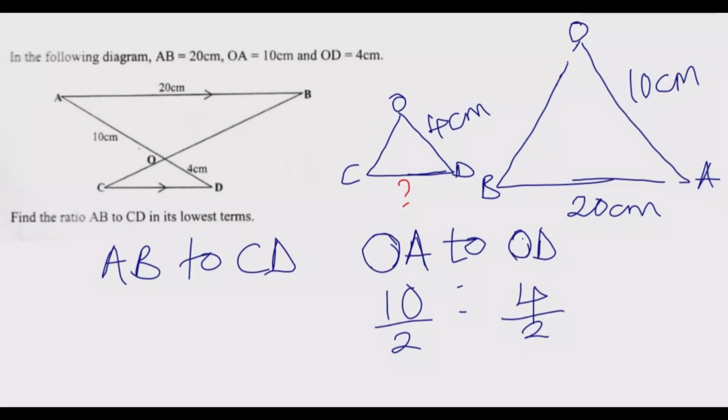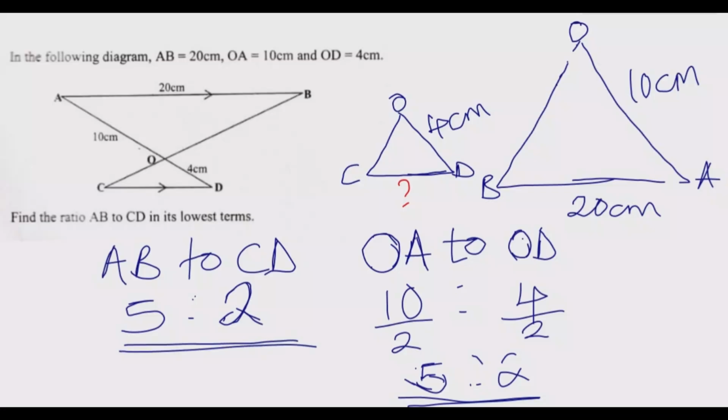So 2 into 10 will give us 5, and 2 into 4 will give us 2, and this is the ratio in its lowest term. So you can just get this ratio and write it here: 5 to 2. 5 to 2 is the ratio. So basically this is how we find the ratio. If you have got questions, please continue asking. I'll be there to explain, but basically this is how you solve it. So the ratio is 5 to 2.